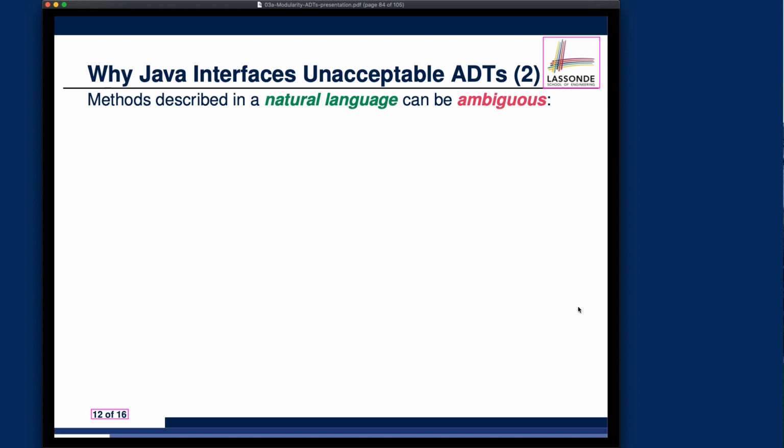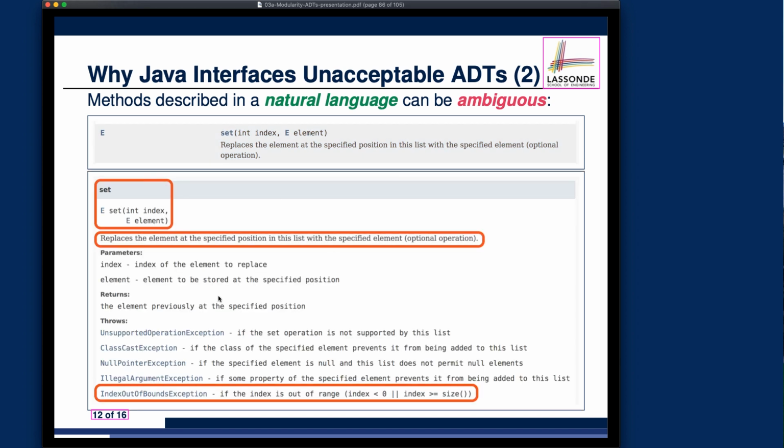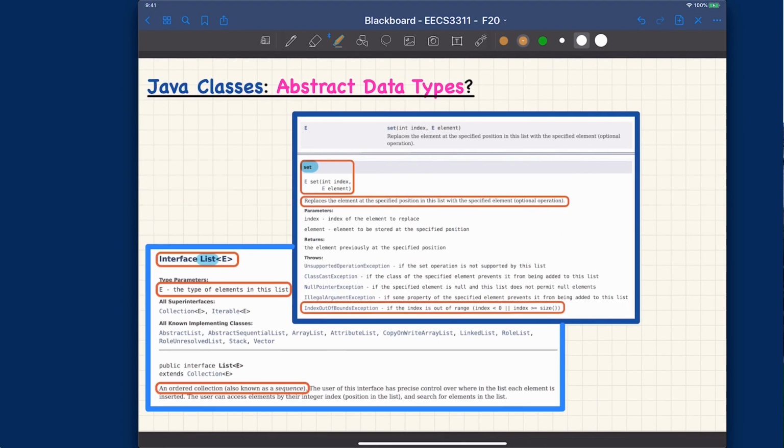Okay, so methods described in a natural language can be ambiguous, like requirements, as we mentioned before. This is just one of the methods in the list class. Let's say we want to set some element at a particular index, and then return E. That's just one example method, and this is all the information you will get from that particular method. So I want to argue that it is not exactly the interface that we talk about. It's not really an ADT.